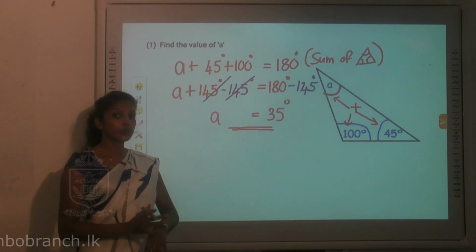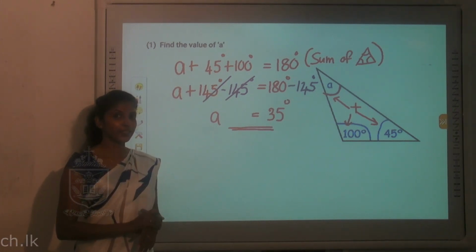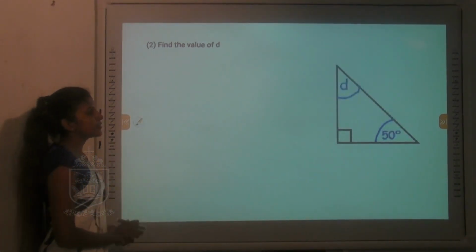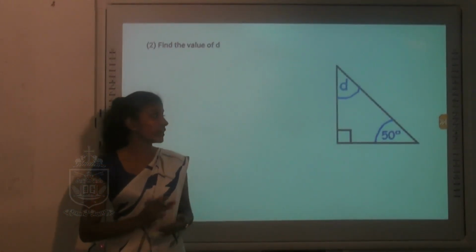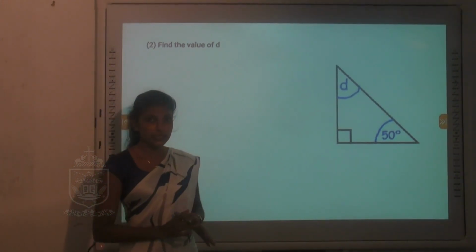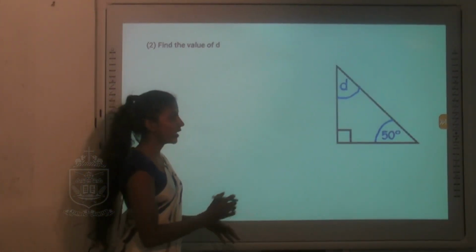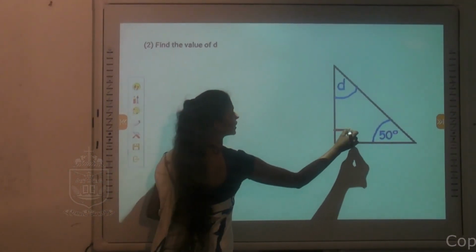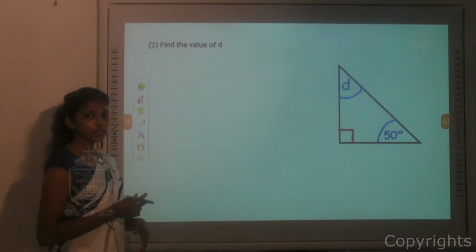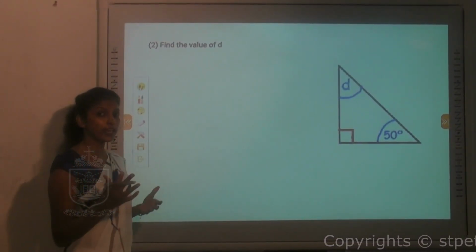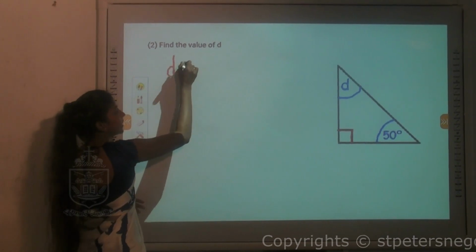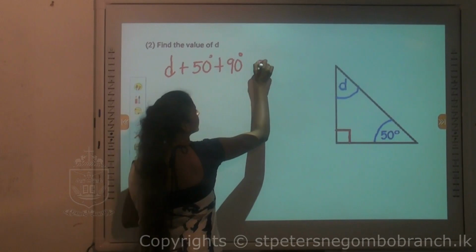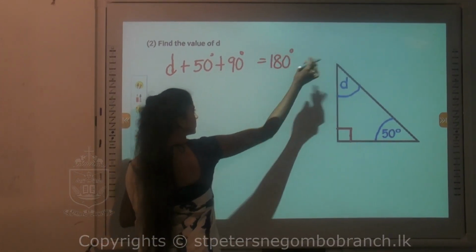So let's do some more examples and see how we can calculate the unknown angles in a triangle. Right, the second example, you all can see an unknown angle D is given while the other angle is 50, and here a right angle is shown. Do you know the magnitude of the right angle? That is exactly 90 degrees. So like in the previous sum, you can add the three interior angles like this: D plus 50 plus 90 degrees equals 180 degrees. You can write the reason inside the bracket.